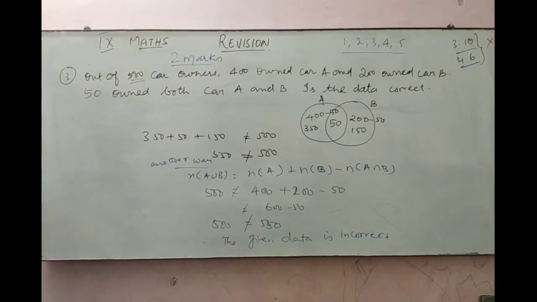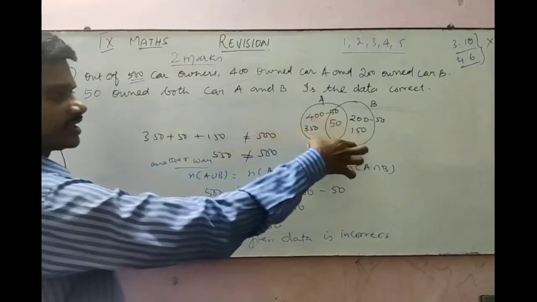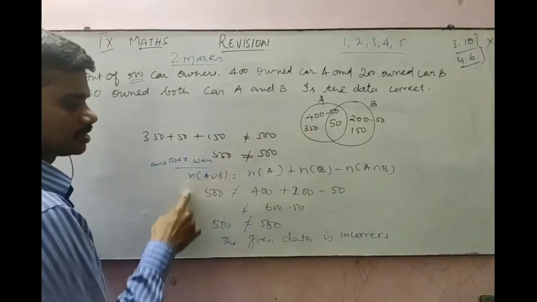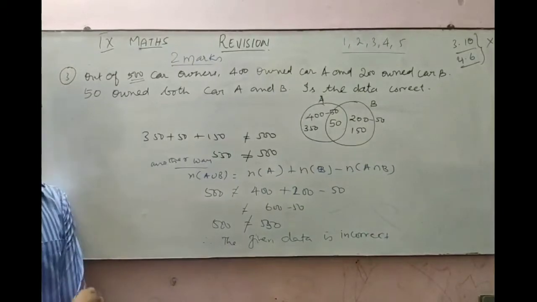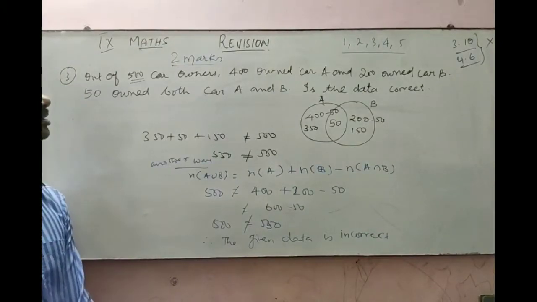Okay, this is the way of doing a sum. In this method, you can draw the Venn diagram and check this, or you can use the formula. In any way, you can use one of the ways to do the sum.